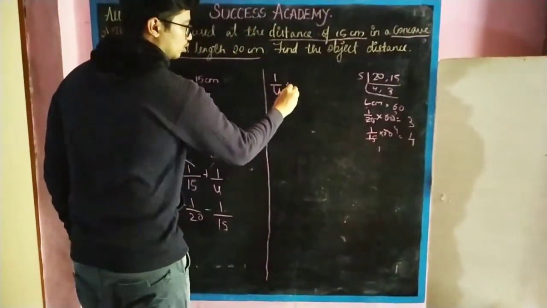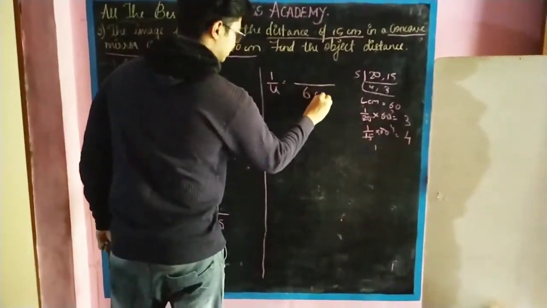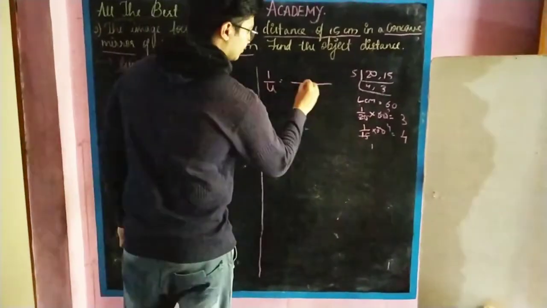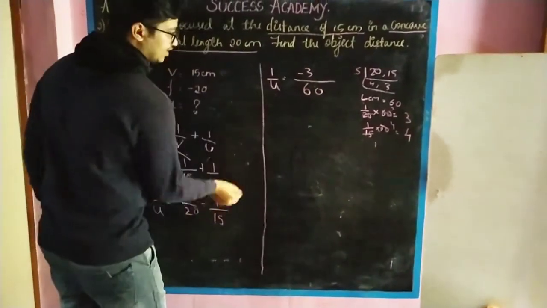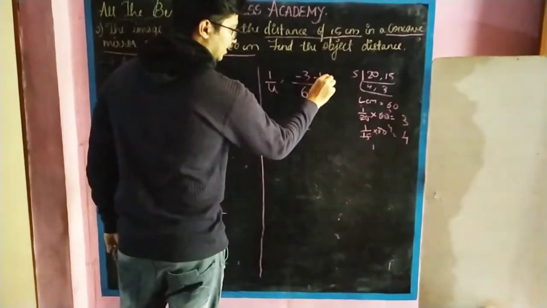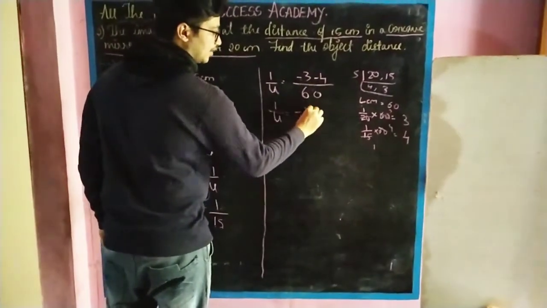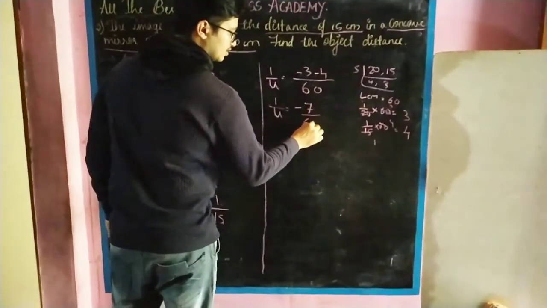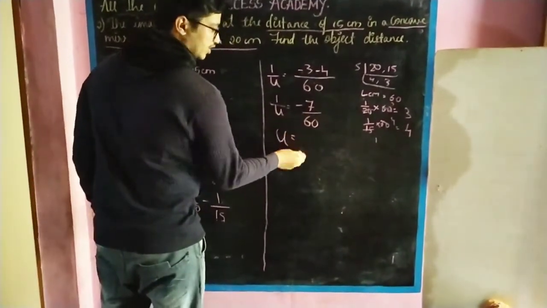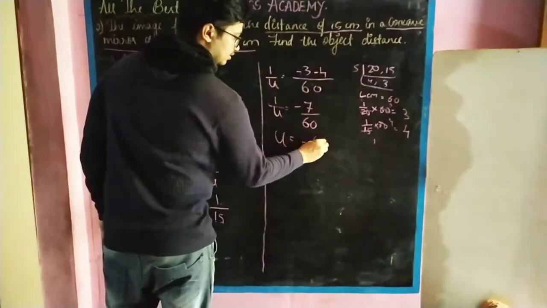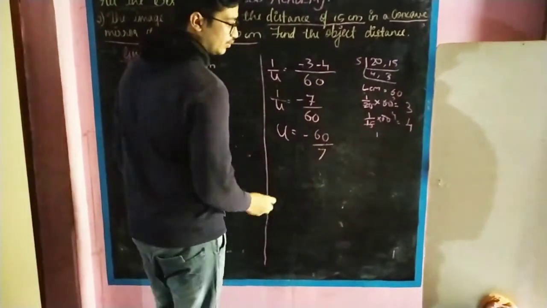1 by u is equal to LCM is 60, minus 3, minus 4. Here sign is minus. 1 by u is equal to minus 3 minus 4, it will add, minus 7 divided by 60. U is equal to the reciprocal, friends, minus 60 divided by 7. Divide it.